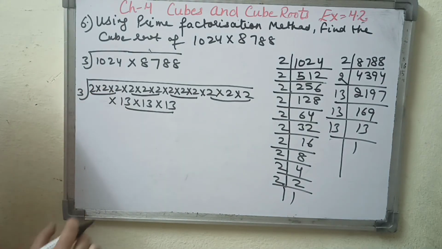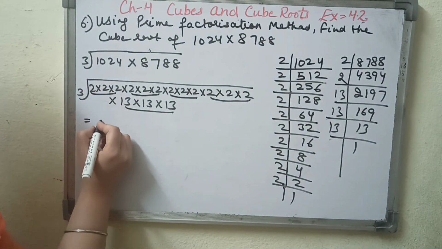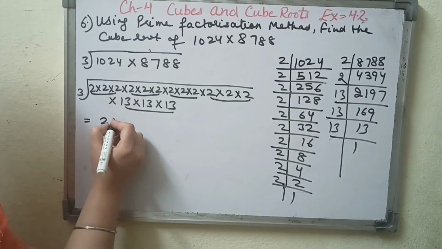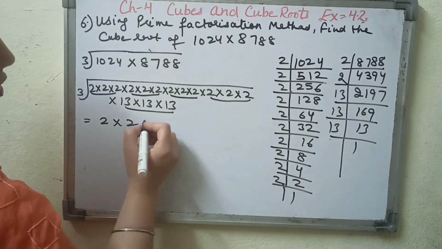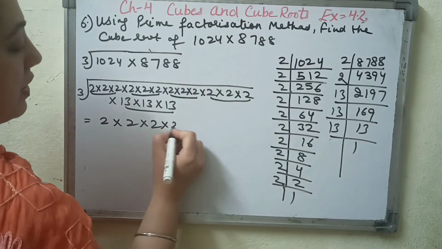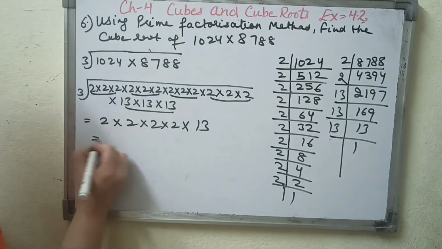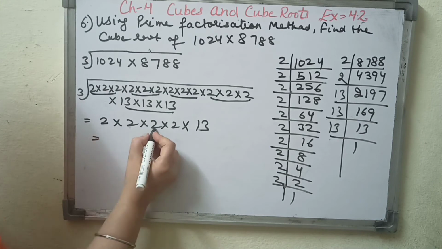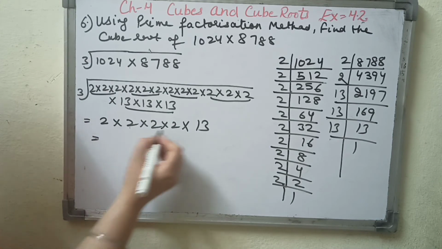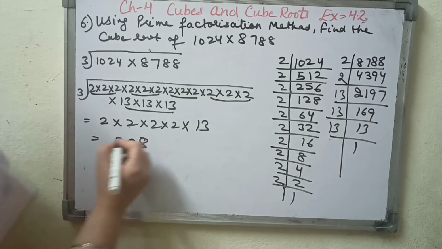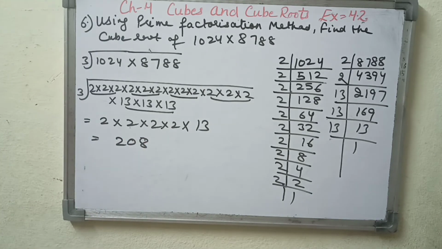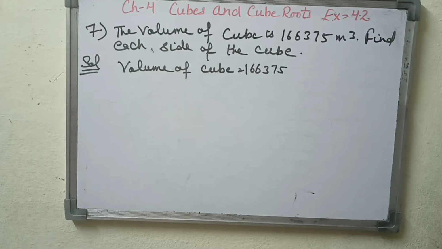Now corresponding to each group I write down the number outside. 2 appears here 1 time, 2 from this group, write down here 2 from this group and 2 from this group, and 13 from this group. Now do the multiplication. 2 twos are 4, 2s are 8, 2s are 16, and 16 multiplied by 13 is 208, which is your required answer.